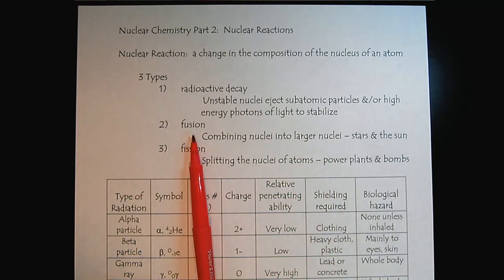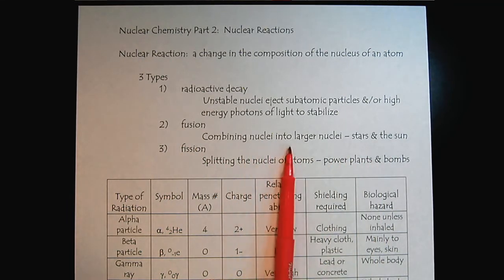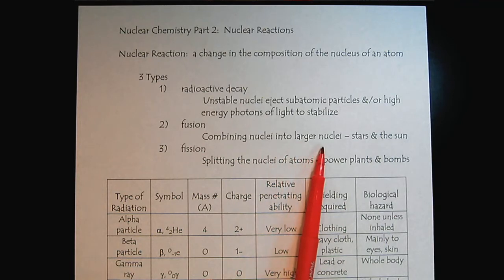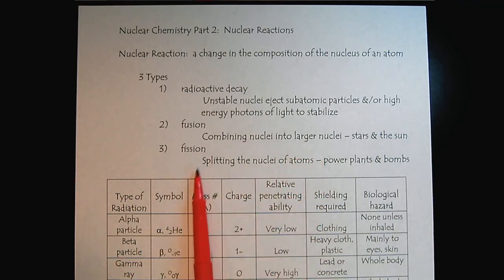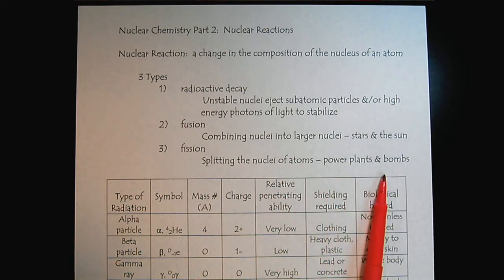The other reactions that we'll look at in our last tutorial are fusion. This is what happens in stars and the sun: nuclei combining into larger nuclei. Or fission, where we split the nuclei of atoms. This is what we use for nuclear power plants and for bombs.